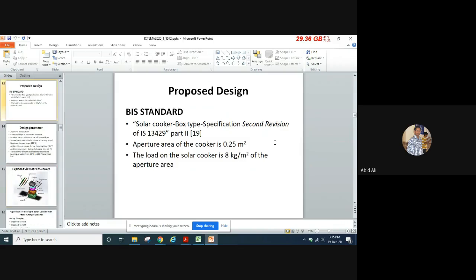For design, we design our box cooker according to the BIS standard, solar box type specification, second revision of IS 13429 second part. The box cooker available in the market has an aperture area of 0.25 meter square. And according to BIS, the cooker load is 8 kg per meter square of aperture area.